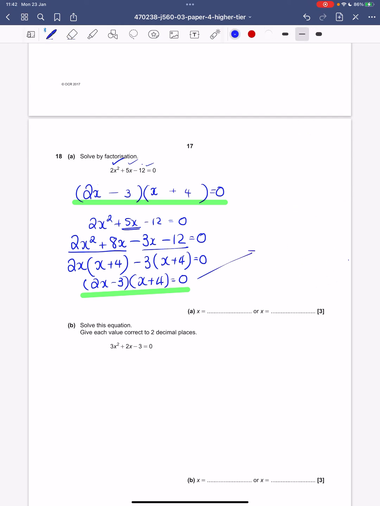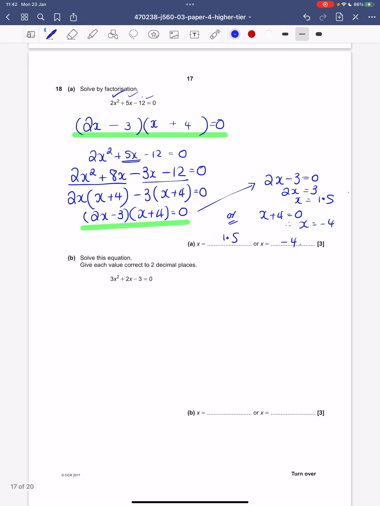Okay, so when you've got this, you've got two factors multiplied together to make 0. So either the first factor is 0 or the second factor is 0. So you either can say 2x minus 3 equals 0. So 2x is 3, so x is 3 divided by 2, which is 1.5. Or we can say x plus 4 is 0, so therefore x is minus 4. So you may know another way of factorising this as well.